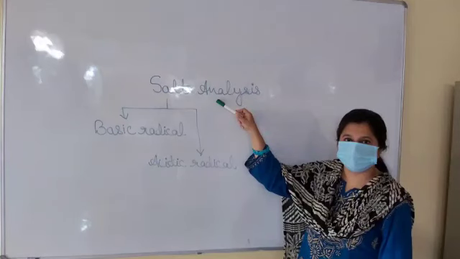As we all know, a salt is made up of two radicals: the basic radical, which is a cation, and the acidic radical, which is an anion.